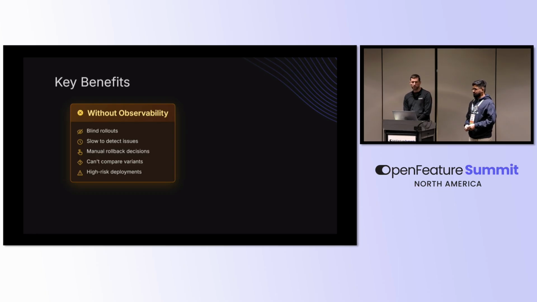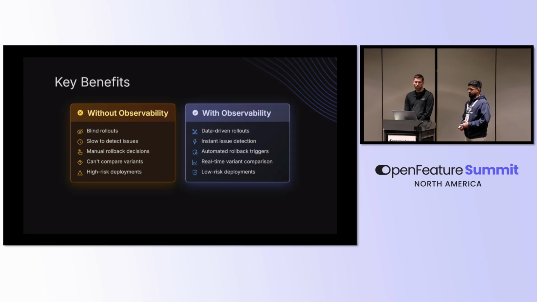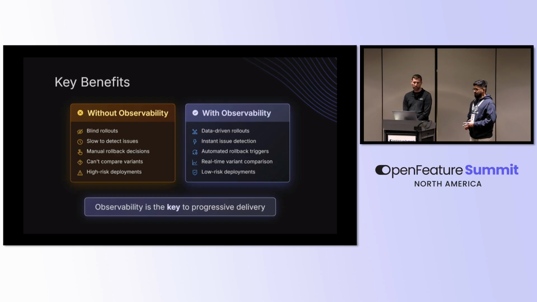And then, yeah, we basically had a high-risk deployment. So those are the big bang releases that you're trying to avoid. With observability, we're getting a lot closer to this data-driven rollout. The instant issue detection and really the automated rollbacks are the big ones. You couldn't do that in a traditional CI system where you've got to wait 15 minutes for a new pod to spin up or something. And then you're just lowering deployment risk. You're not eliminating it, you're just lowering it. And then really, I think observability is key to this whole progressive delivery story.